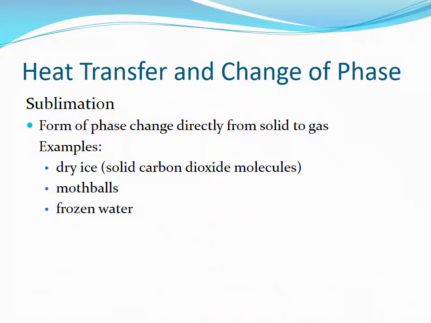Sublimation is a form of phase change where the material goes directly from solid to gas. Examples are dry ice, which is solid carbon dioxide, mothballs, and frozen water in winter.